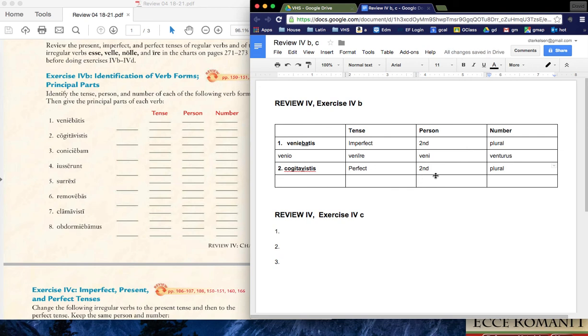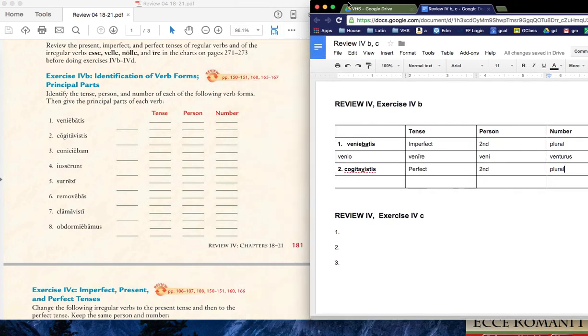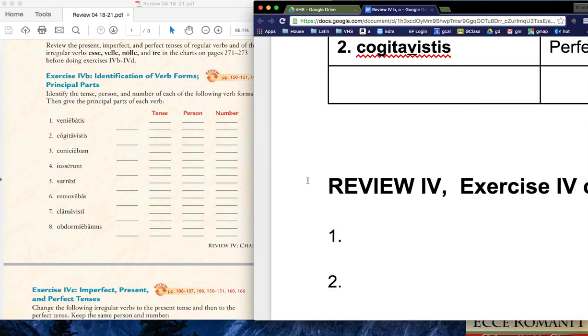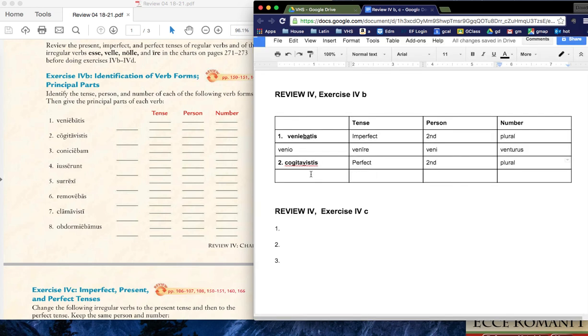And you're not asked to translate it, I guess. Let me just make sure of that. Yeah, you're not asked to translate it. But if you were going to translate it, this would be you thought, not you were thinking or you are thinking, but you thought. For principal parts, this is from cogito, cogitare. If I wanted to put the long A in there, I could do it like that now.